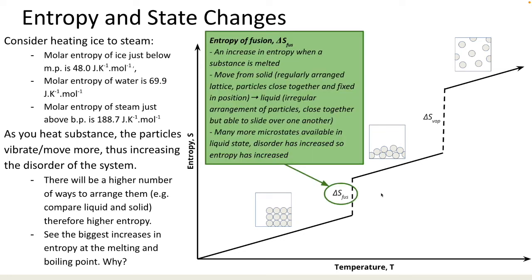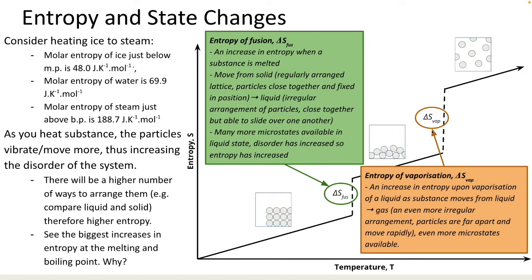So for these phase changes, when we're considering the entropy, we can refer to it as the entropy of fusion, so ΔS fus, to designate that it's the fusion. An increase in entropy when a substance is melted. This is just summarizing what we were talking about before, but we'll put it in nice, concise sentences. It moves from a solid, which is a regularly arranged lattice, particles close together, fixed in position, with fewer microstates than the liquid, which is a regular arrangement of particles. They're close together, but they're able to slide over one another. So many more microstates are available in the liquid state. Disorder has increased. And we see the ΔS of vaporization being very analogous to that.